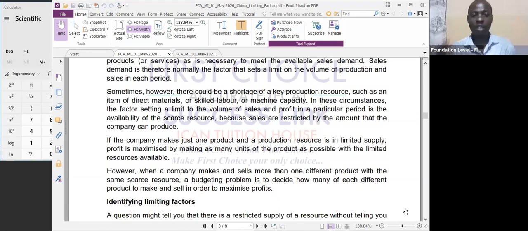However, when a company makes and sells more than one product with the same scarce resources, for example, I do cake and I do bread and we are using flour, then it means that we now need to decide how much bread I'm going to make and how much cake I'm going to make using those 250 bags of flour available to me. So it's not going to be business as usual, where you have a set amount of bread you make or a set amount of cake you make. You now have to sit down and say, how will I maximize my profit? Which one should I make first? Which one should I make next?